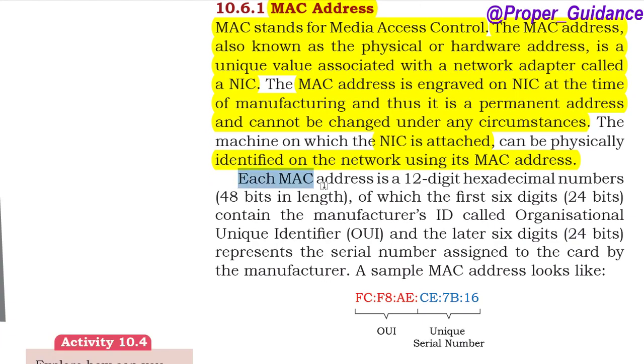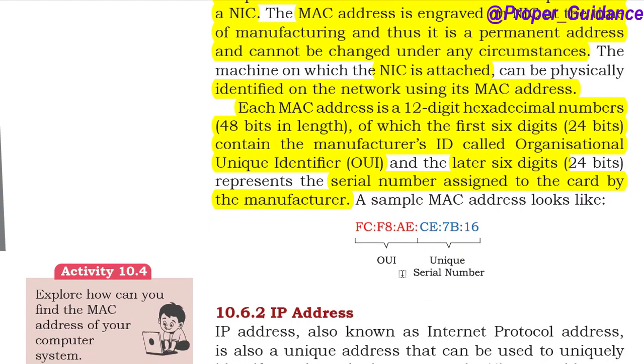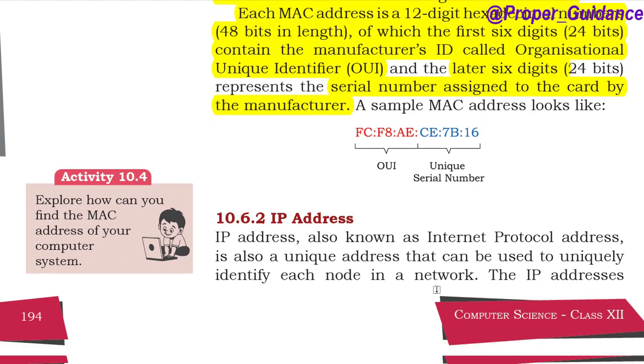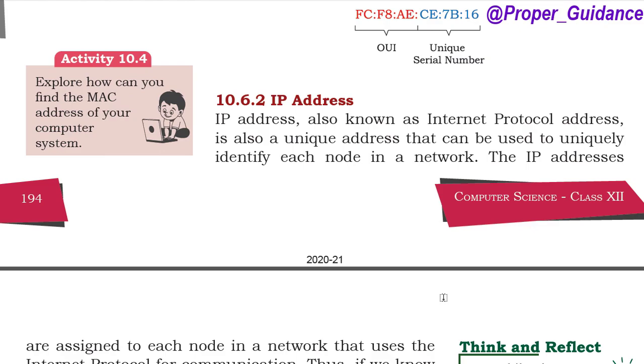Each MAC address is a 12-digit hexadecimal number, 48 bits in length, of which the first 6 digits, 24 bits, contain the manufacturer's ID called the organizational unique identifier, and the later 6 digits, 24 bits, represent the serial number assigned to the card by the manufacturer. A sample MAC address looks like this: FCF8. OUI means organizational unique identifier, a hexadecimal number, followed by a unique serial number. So this is all about MAC address, a very basic definition with an example.